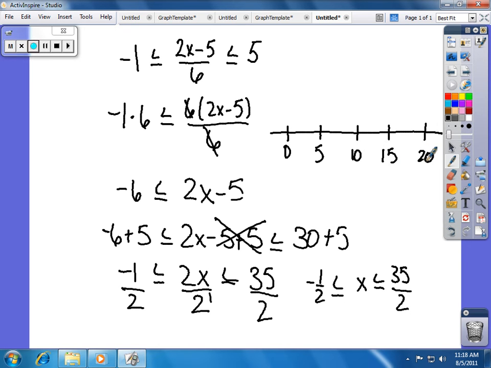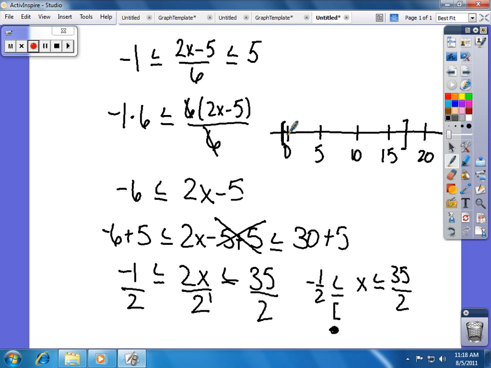Okay. And now this time I'm dealing with an inequality that has the line underneath it, so I'm going to use this closed bracket. Conversely, you could also use the closed dot. So -1/2, since I'm dealing in increments of 5, is really close to the 0, probably should be even closer than that, but on the left-hand side because it is negative. And then that 35 over 2 is technically 17.5, which puts it right smack in the middle between 15 and 20.